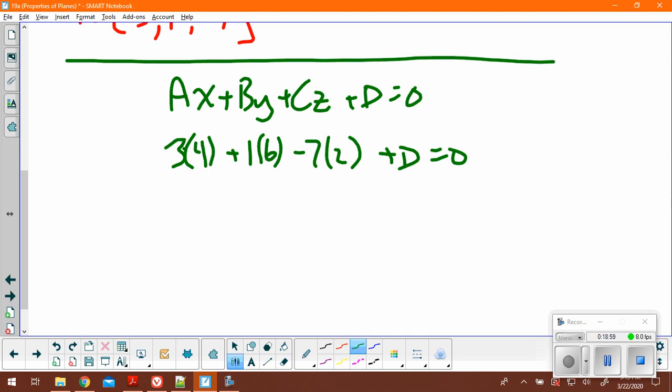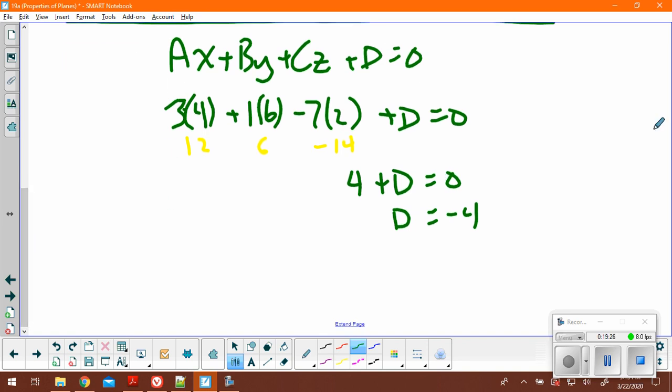Now I'll just solve that for d. So I've got 12 here, 6, and minus 14. So that comes to 4. So 4 plus d equals 0. d equals -4. So that means my equation is going to be 3x plus y minus 7z minus 4 is equal to 0.